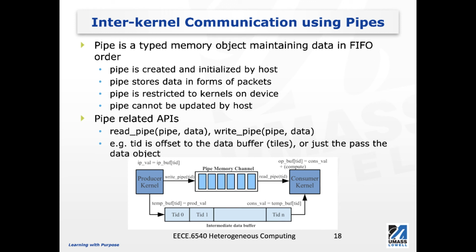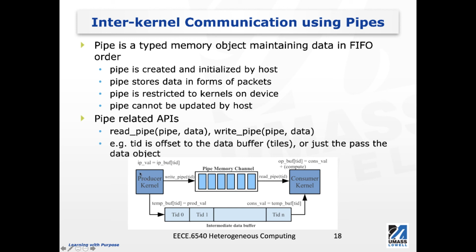With pipes, we can perform very efficient in-kernel communication. Pipes are essentially a type of memory object that is used to maintain data in first-in, first-out order. A pipe is created and instantiated by the host, and it stores data in the form of packets. It is restricted to kernels on the device, so it is not to be updated or accessed by the host after it's created. There are several pipe-related APIs: read pipe, write pipe.